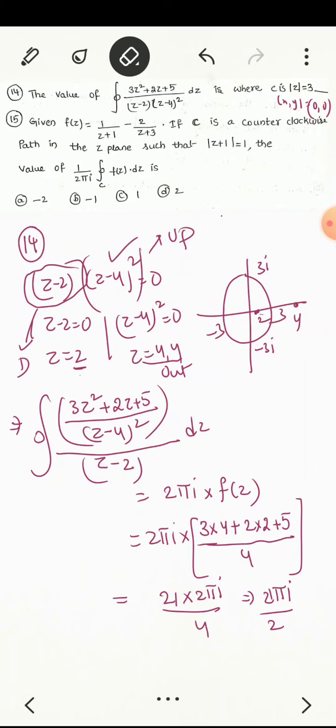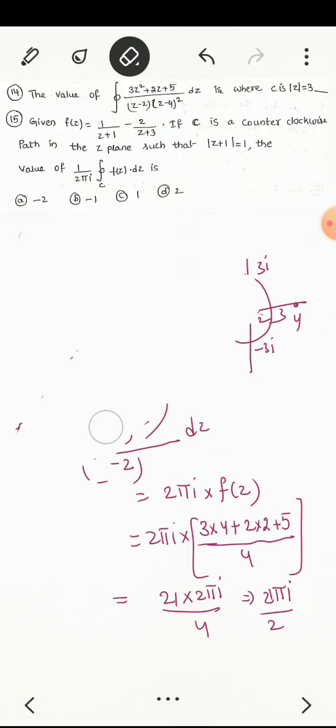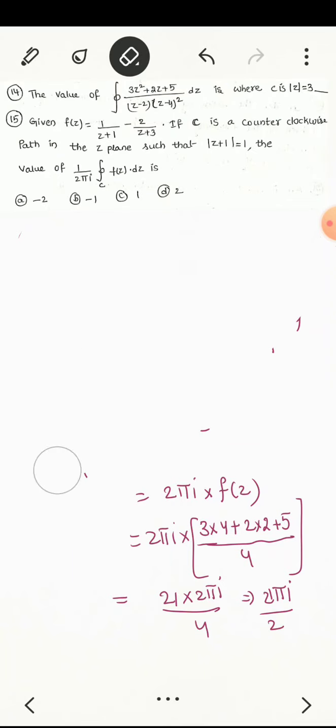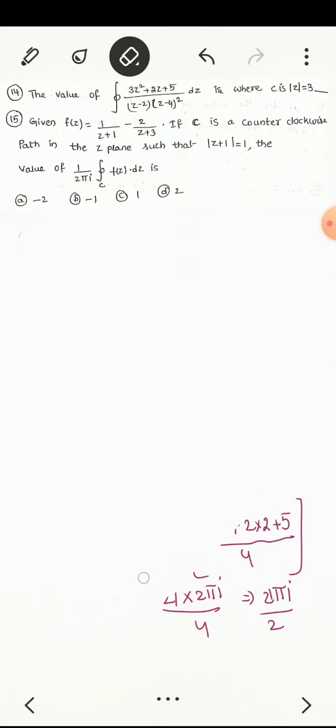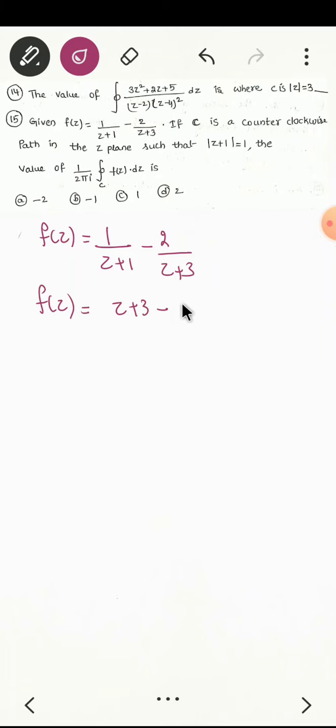Okay, let us solve problem number 15 also. What they are saying: given f of z, if contour C is counterclockwise, there is no need of any direction anymore. Then they are asking for the value of the integral of f of z dz. First find f of z properly: 1 by z plus 1 minus 2 by z plus 3. We don't have this in proper form, so z plus 3 minus 2 into z plus 1 by z plus 1 into z plus 3. Now it is in proper form.